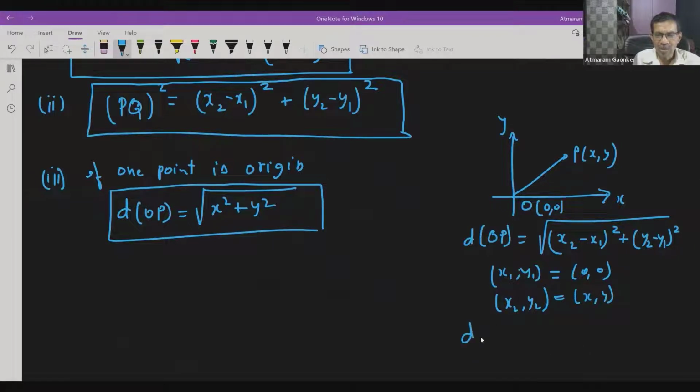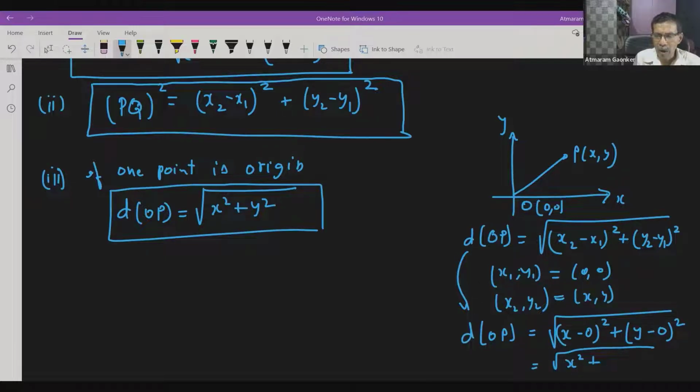So this distance OP will be equal to the square root of (x2 is x, minus x1 is 0) the whole square, plus (y2 is y, minus y1 is 0) again the whole square. So this will be x square plus y square, because x plus 0 is equal to x.